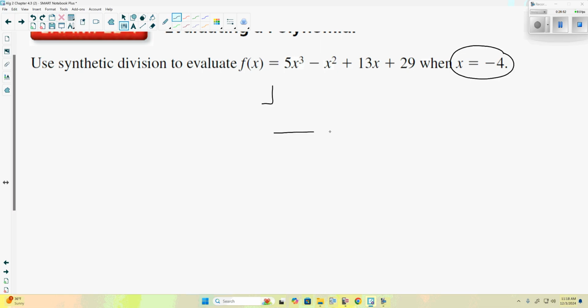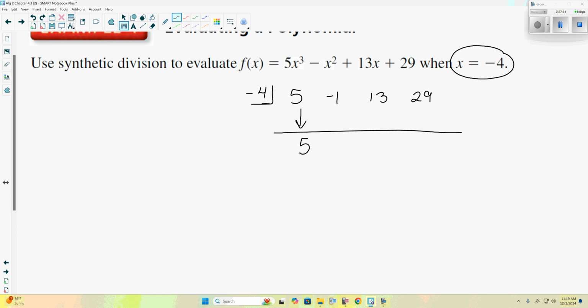With synthetic division, we set the problem up, and then we got x by itself. We took what we're dividing by, set it equal to 0, and solved for x. Here they already did that. They're saying x is negative 4. They're essentially telling us to divide this by x plus 4, so we plug the negative 4 in. Numbers across the top: 5, negative 1, 13, 29. We bring down the 5.